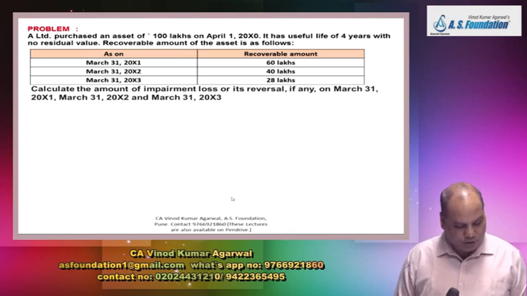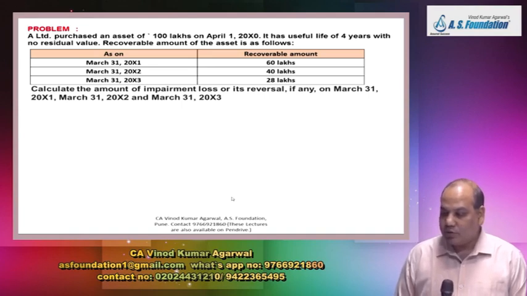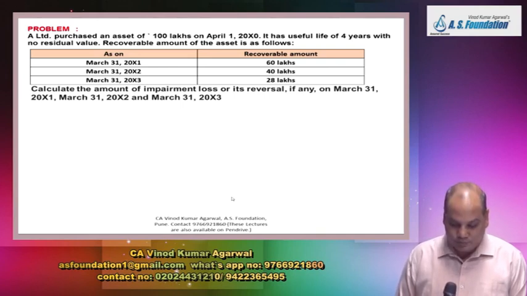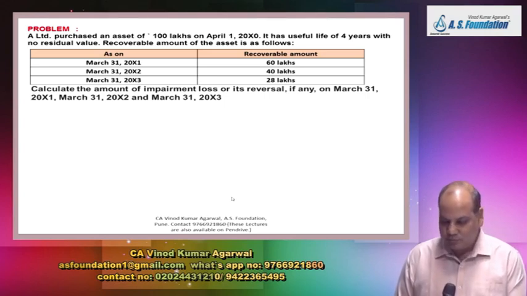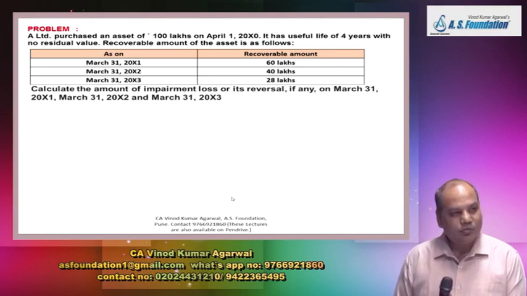A Limited purchased an asset of rupees 100 lakh on 1st April 20x0. It has a useful life of 4 years and no residual value. The recoverable amount of the asset is as follows. March 31, 20x1, 60 lakh. March 31, 20x2, 40 lakh. March 31, 20x3, 28 lakh. Calculate the amount of impairment loss.